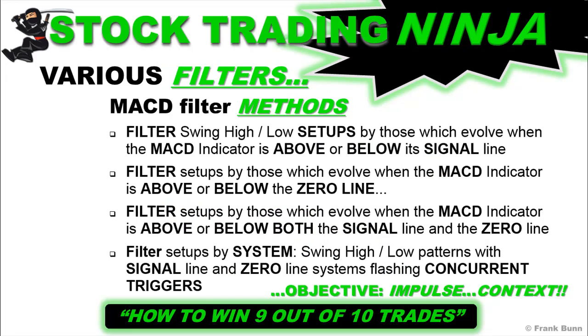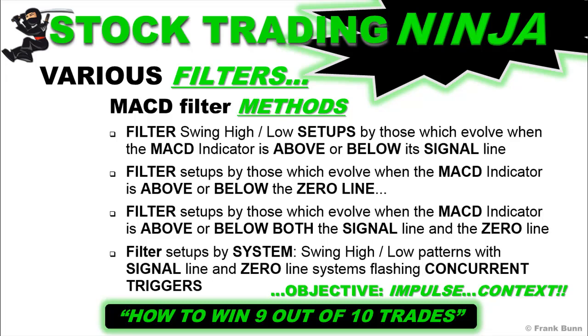Now we can cover some various filter methods I've used over the years to improve performance and sort trades. One trick is to use the traditional MACD indicator itself to filter potential setup candidates. You can filter swing high-low setups by those which evolve when the MACD indicator is above or below its signal line. You can filter setups by those which evolve when the MACD indicator is above or below the zero line. You may also filter setups by those which evolve when the MACD indicator is above or below both the signal line and the zero line.